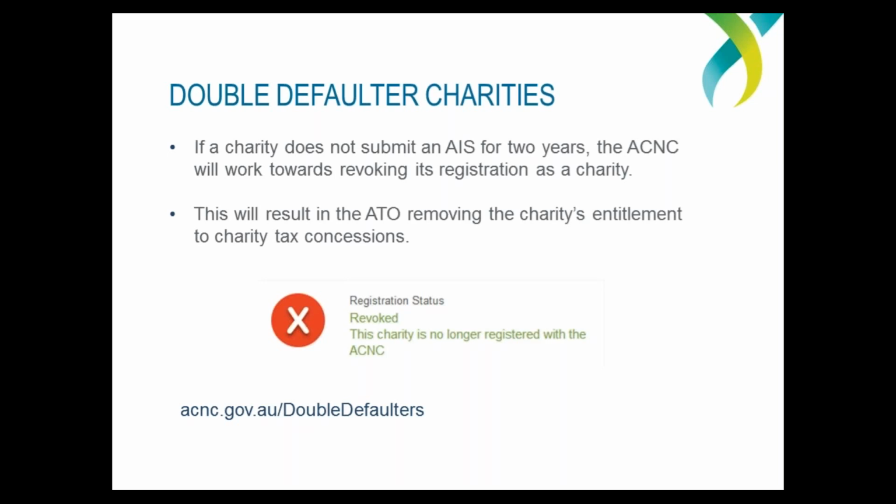We do display a list of double defaulters on the ACNC website, so that's at acnc.gov.au/doubledefaulters. We currently have a group of charities listed on that page that will have their registration revoked by the end of this week if they don't comply. So you can go and have a look at that list, and if you see any charities in your area that might be a risk, let us know or get them to contact us so we can let them know what they need to do to avoid revocation.